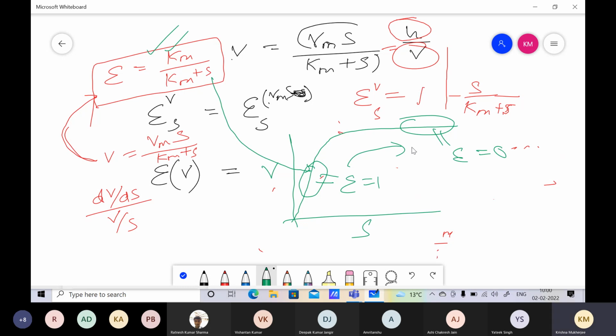Let us stop here. I think it's 10 o'clock already, and next class we will handle it. So these formulas are very useful to derive kinetics.